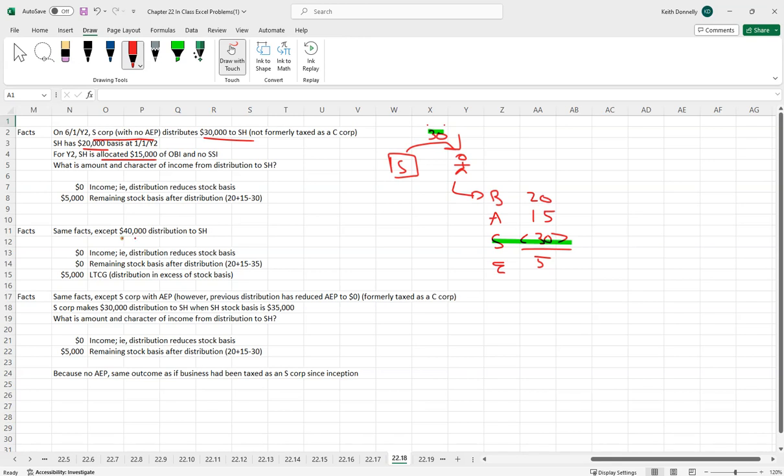Now, if we change the facts, if we said it was a $40,000 distribution instead of 30, when you run the numbers on that, that puts you into negative 5, right? So what does this mean? First off, your ending basis here is going to be 0. You can never have a negative basis. That 5 excess is going to be a capital gain. It's a distribution in excess of basis, beyond basis.